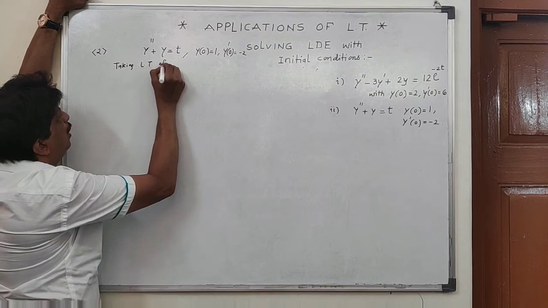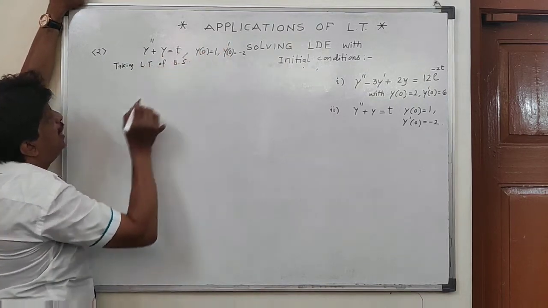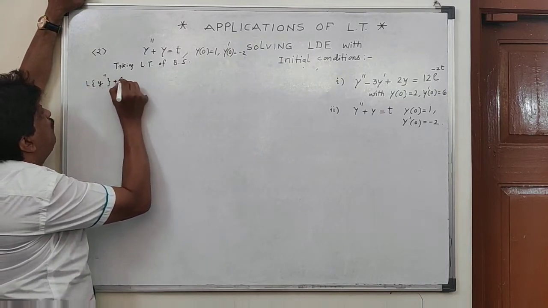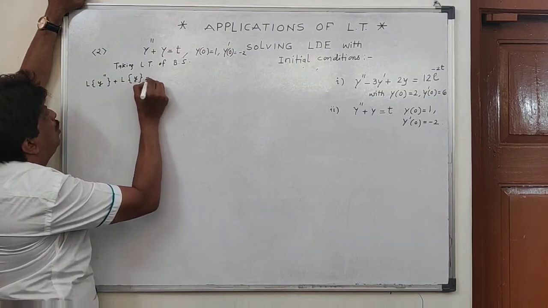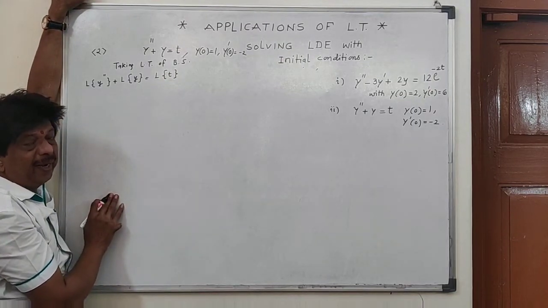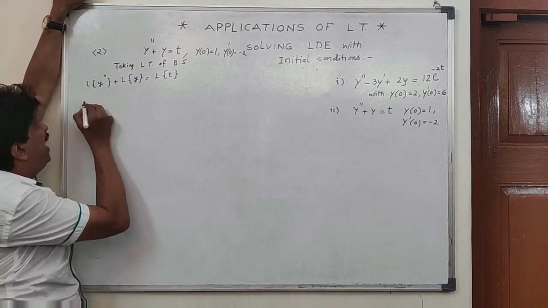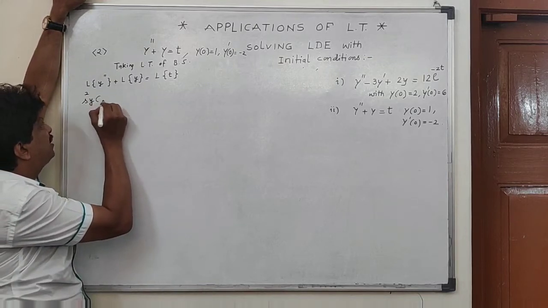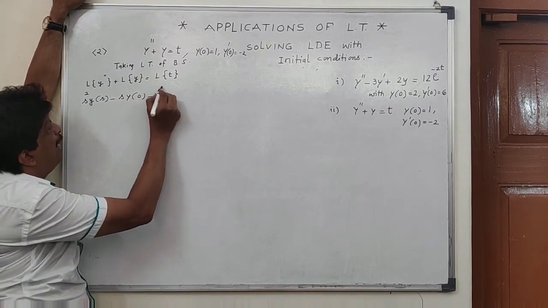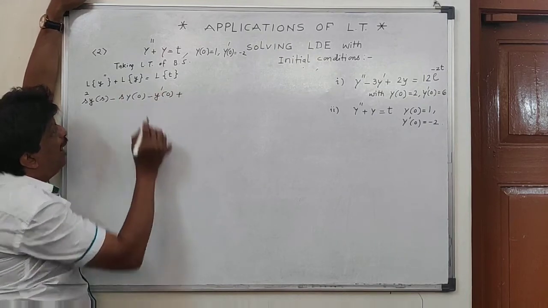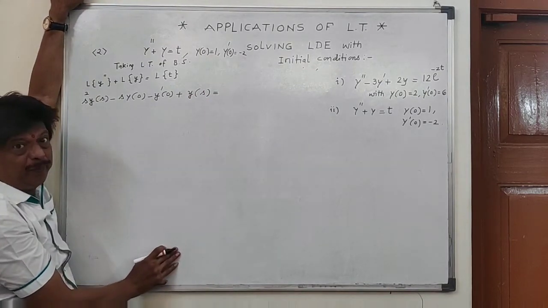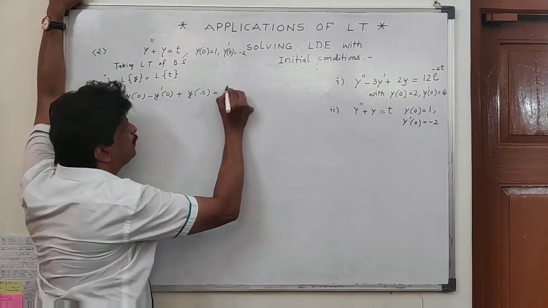Taking the Laplace transform of both sides of this LDE with constant coefficients: L of y double prime plus L of y is equal to L of t. The Laplace transform of the second derivative y double dash is s² y of s minus s into y of 0 minus y prime of 0, and the Laplace transform of y of t is y of s. Now the Laplace transform of t is 1 upon s².